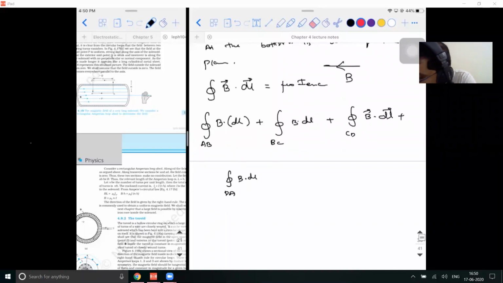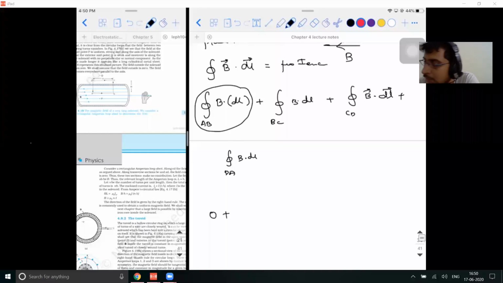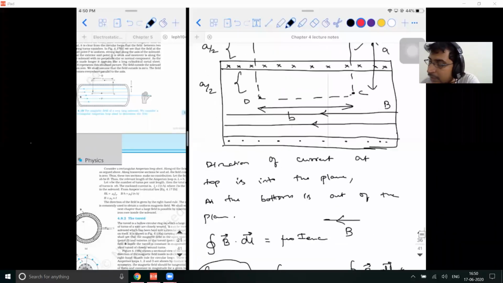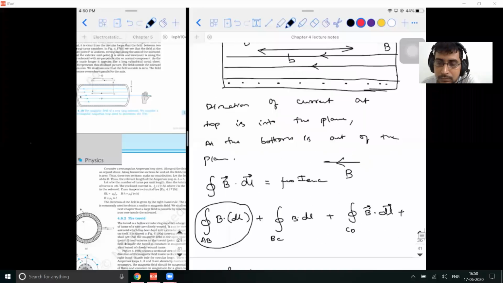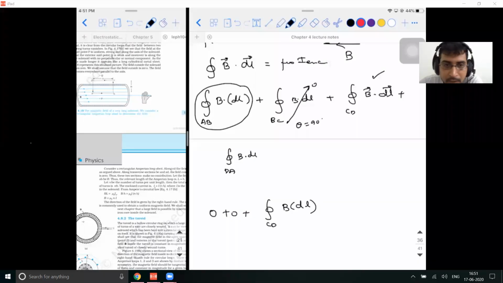Why is it 0? Here, for the surface integral of AB, which parameter is missing? Is the magnetic field missing or dl missing? The magnetic field is not there, so it will be 0. Plus, for BC, what is the angle between the magnetic field and the length? 90 degrees. So this will also get cancelled, because theta is equal to 90 degrees. Here, what is the angle? 0. So the surface integral of B into dl for CD will exist. Cos 0 will exist, right?